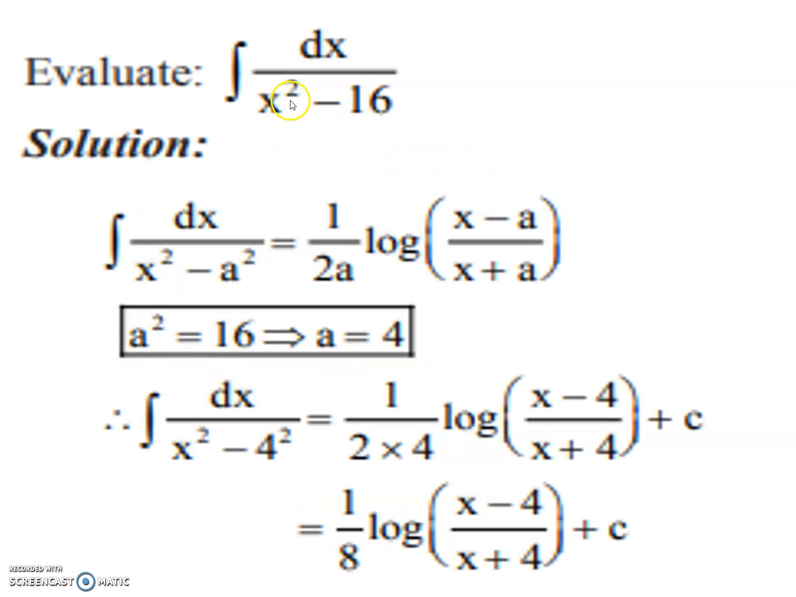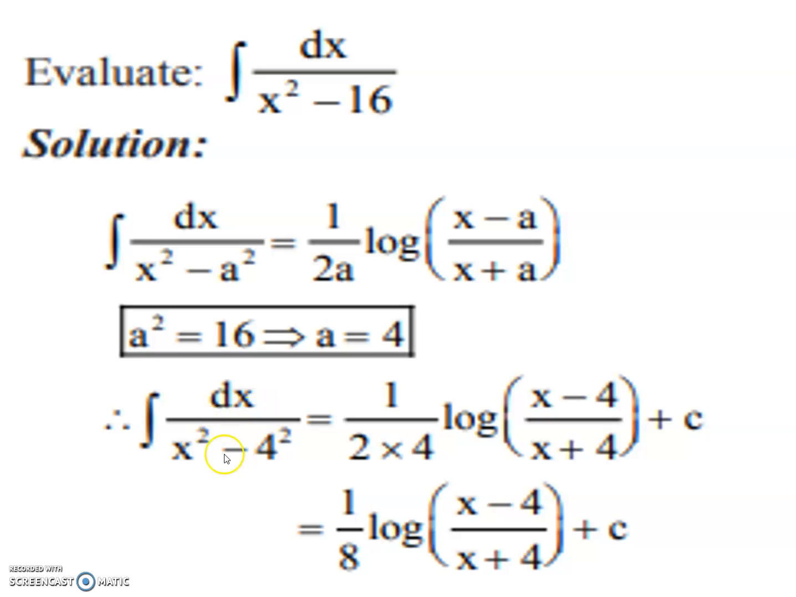Integration dx upon x square minus 16. We know that 16 is the perfect square of 4. That's why we have the formula for x square minus a square, because the middle term is minus. So we have the formula 1 upon 2a log x minus a upon x plus a. We have to put a is equal to 4. So x remains the same.